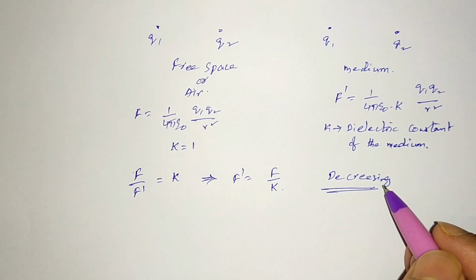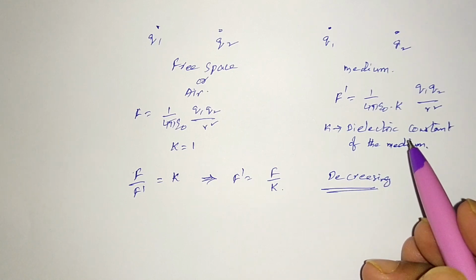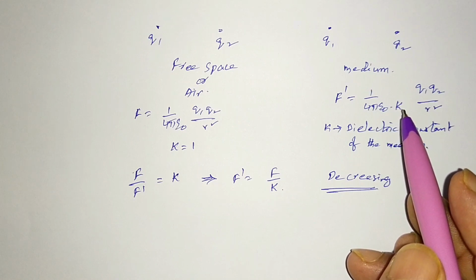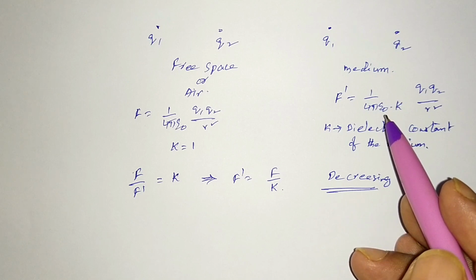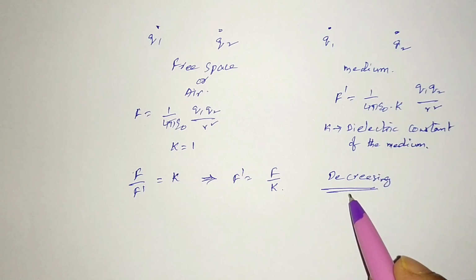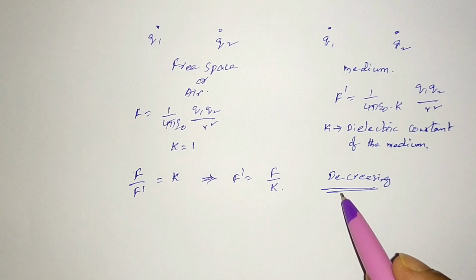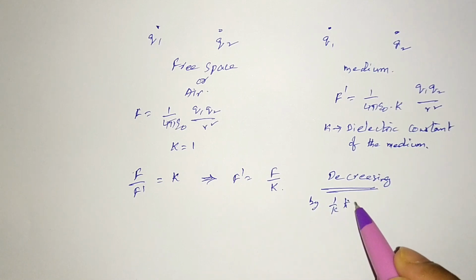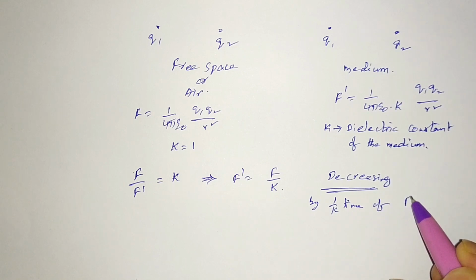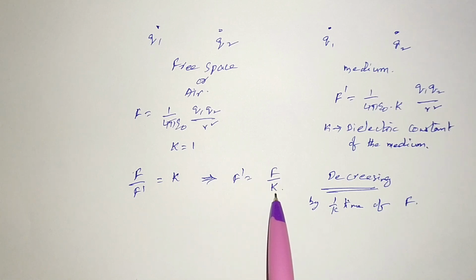That means when a medium whose dielectric constant K is introduced between the two charges, the electrostatic force between them is decreasing. So this force is decreasing by 1 by K times of the initial force. Yes or no? F dash is equal to F by K, means 1 by K times of F, it is decreasing. So in this way it is depending on the medium.